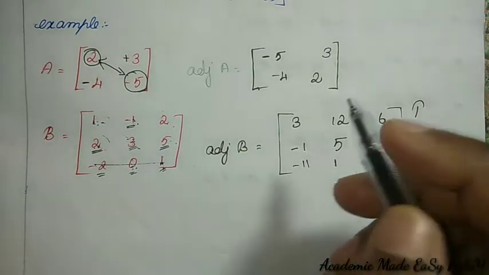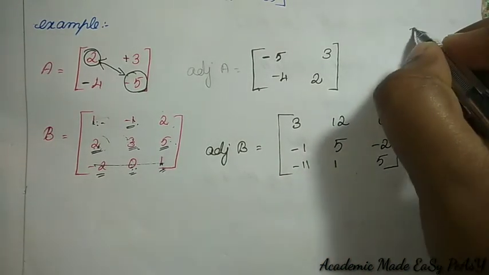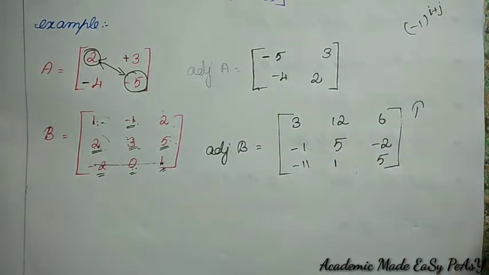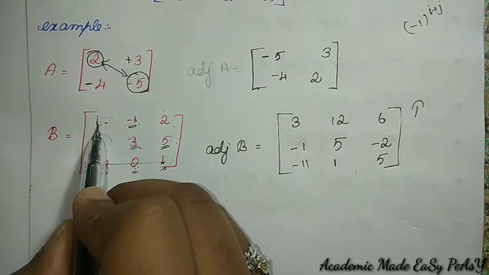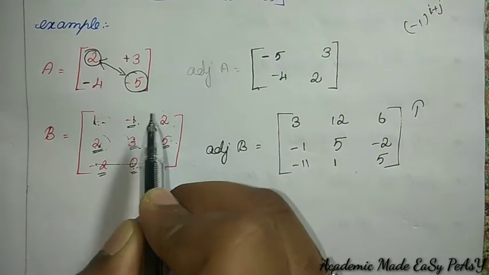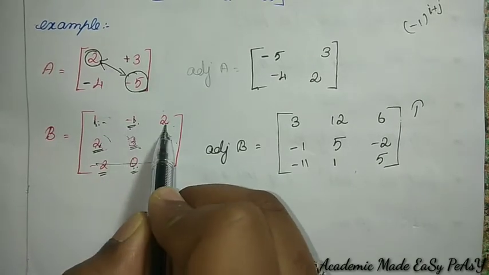Okay. And now I have to change this sign. Do you remember? Minus 1 to the power i plus j. You remember, no? So here if I take 1, 1, 1, 1, 2, 1, 3, here it is even position, odd position, even position.